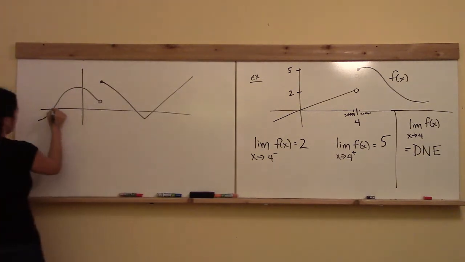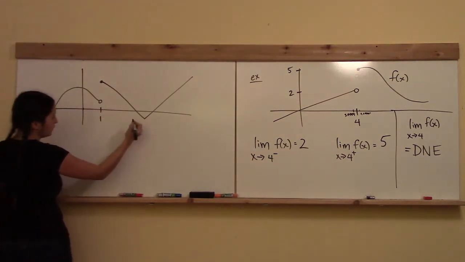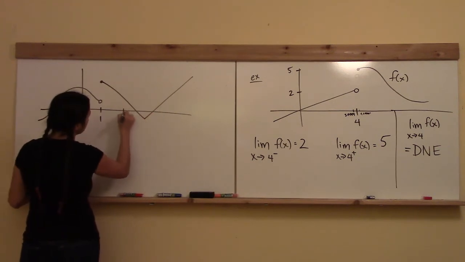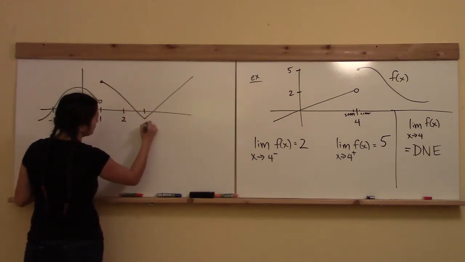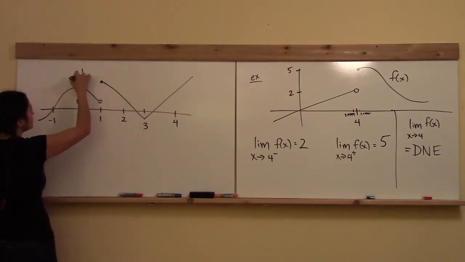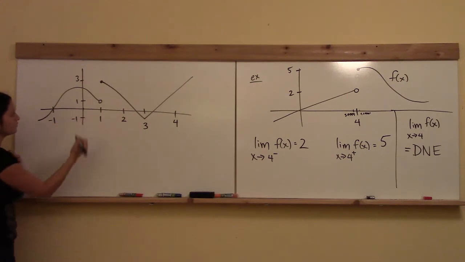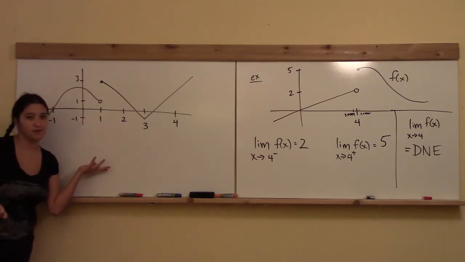Okay, and then let's get some points. Maybe this is -1. This is 0, of course, that's 1. Let's call this 2. Call this 3. Call this 4. And this is 1. This is 3. Okay, and maybe that's minus 1. Alright, so now I've drawn a pretty funky function.